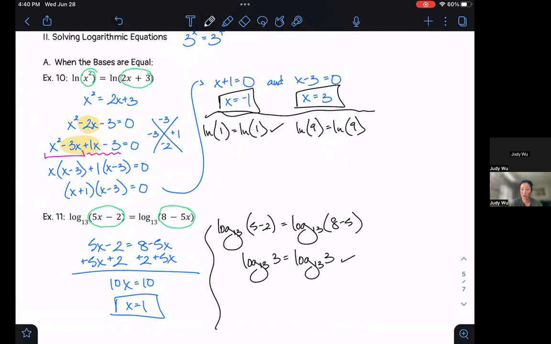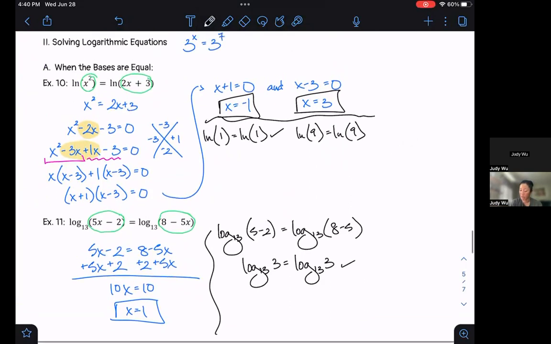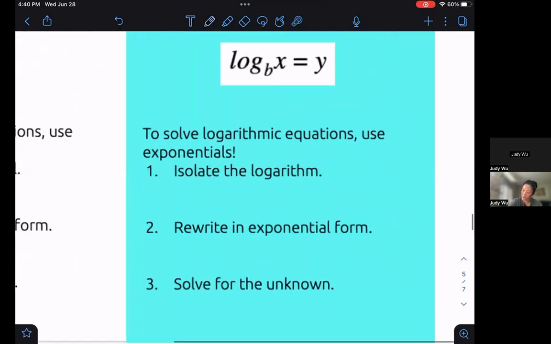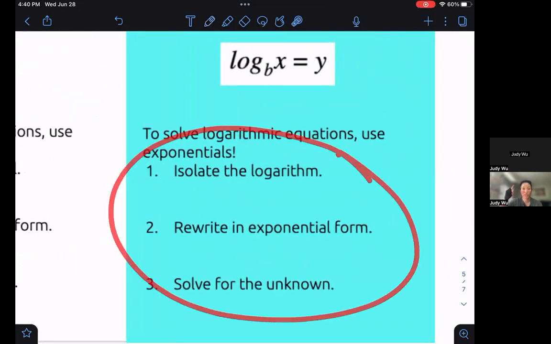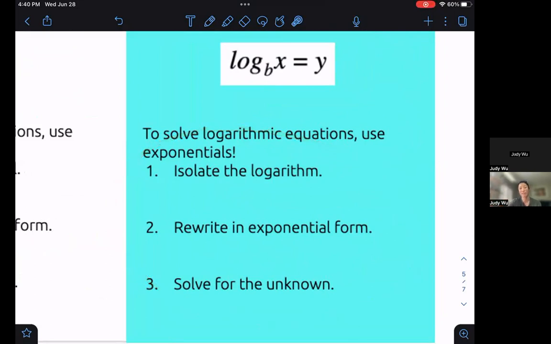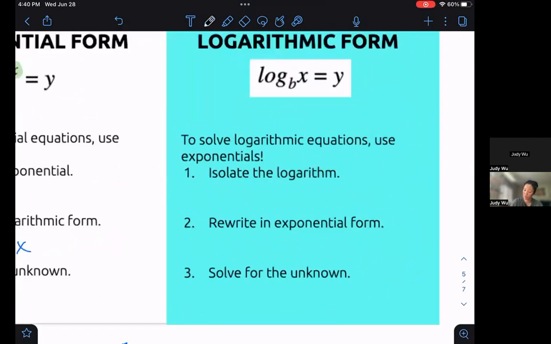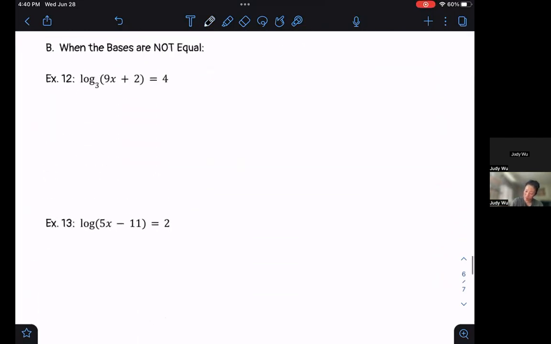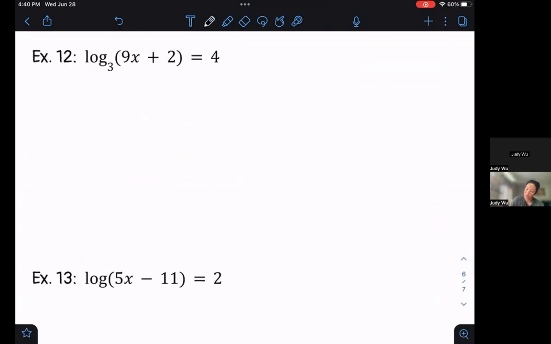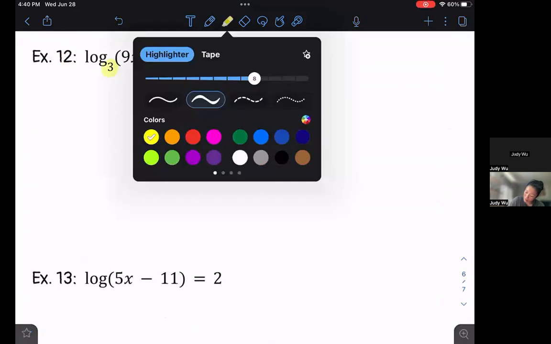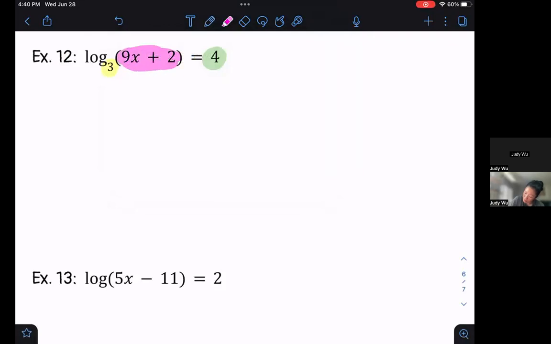But let's try seeing what happens when the base is not the same. In particular, we're going to practice these few steps: isolate the log, rewrite it in exponential form, and solve for the unknown. All right, let's take a look at example 12. I see I've got the log all by itself, and so all I need to do is start with step 2, rewrite it in exponential form. Here's my base. Here's my power. And here is the thing I don't know.